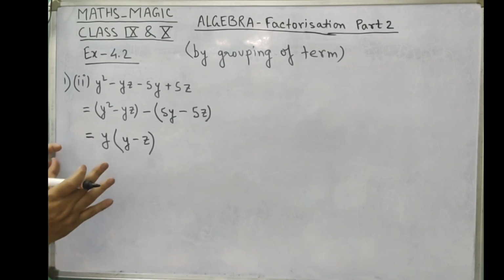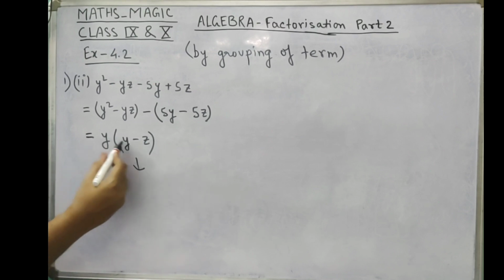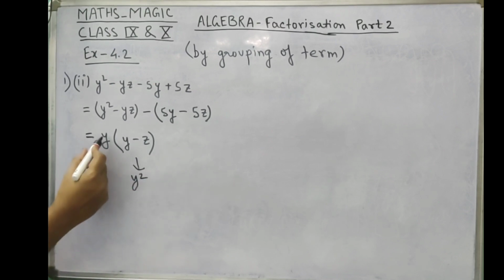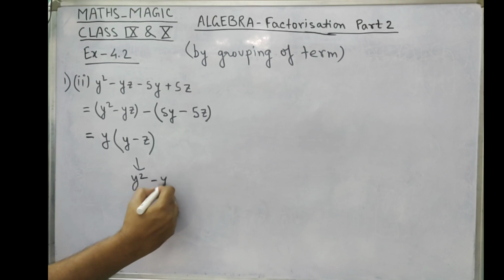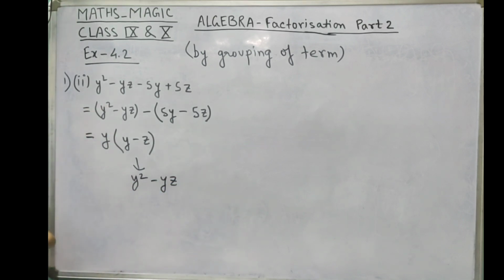Okay, how can you check whether you have done it correctly? Let us open the bracket. So y into y, y square. Now y into minus z, minus yz. See, you got the same thing. So this proves that you are doing it correctly.